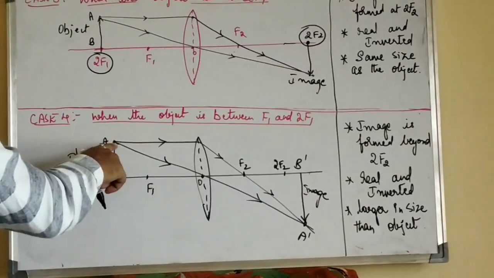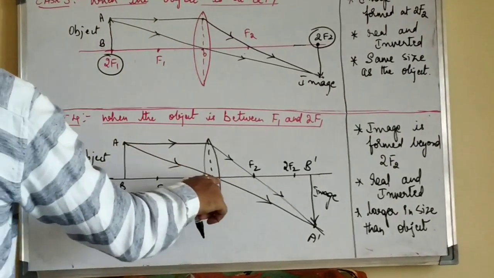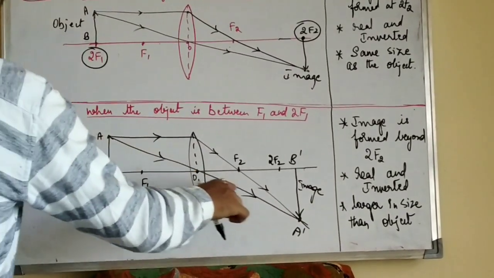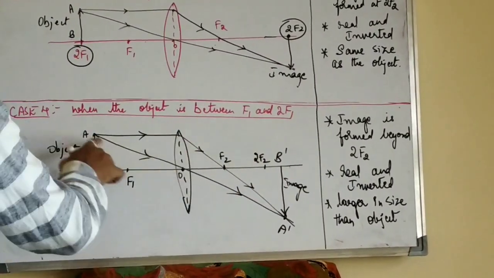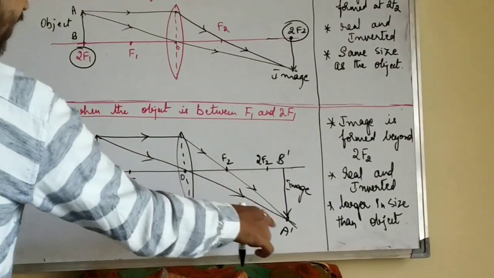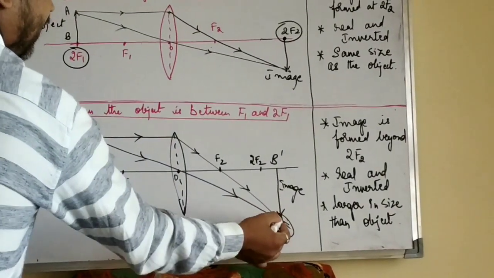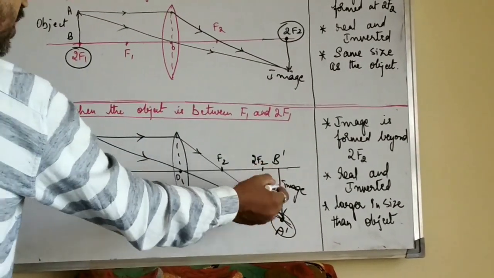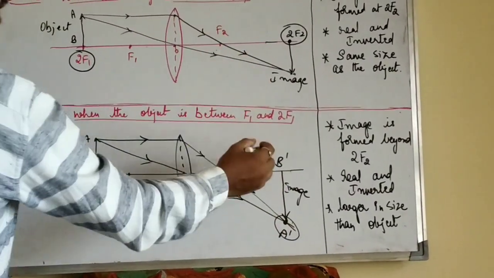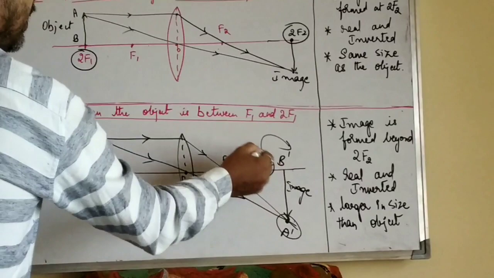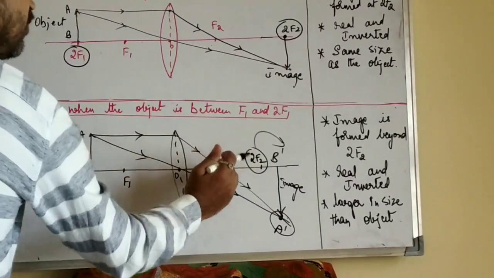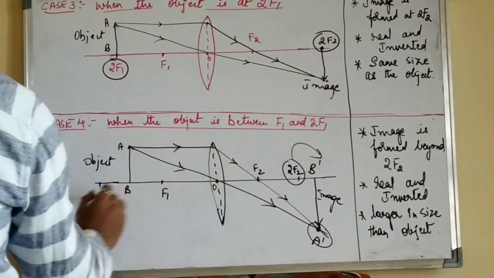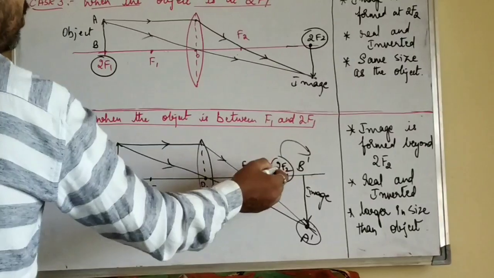Now, one more ray goes through the optic center, and that ray goes undeviated. Okay, there is no refraction. Straight away it goes undeviated to the other side. Now you can see both the refracted rays are meeting at one point. Okay, at that point the image is formed. Now if you draw the image and locate the position, this image is coming at the location beyond 2F2. You can see here, this is F2, 2F2, the image is formed beyond 2F2, which means when the object is in between F1 and 2F1, the image is formed beyond 2F2.